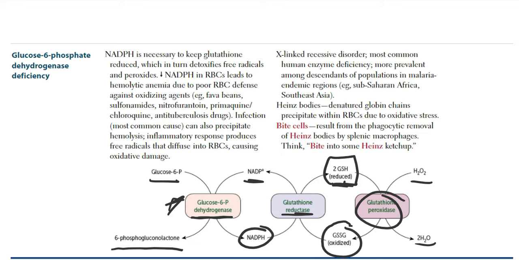It is inherited in an X-linked recessive manner. Additionally, patients with glucose 6-phosphate dehydrogenase deficiency, in conditions in which there is an increased amount of oxidative stress, such as the administration of fava beans, sulfonamides, nitrofurantoin, primaquine, chloroquine, and anti-tuberculosis medications, experience hemolytic anemia. On peripheral blood smears, since there's hemolytic anemia, the red blood cells will look abnormal, and you will see the presence of bite cells and Heinz bodies.